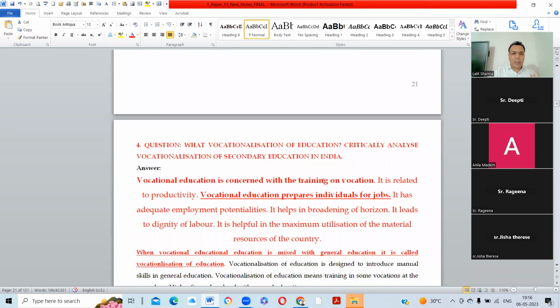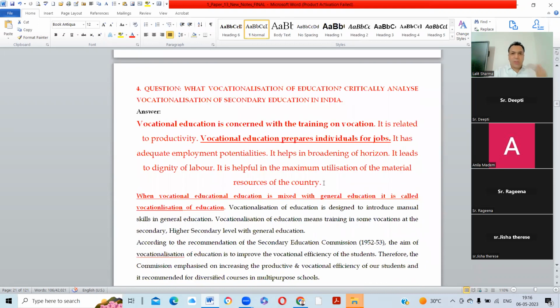Learn this paper from today. So all these things you can write under the third answer. Okay, the fourth question is: what is the vocationalization of education? What do you mean by the vocationalization of education? Critically analyze the vocationalization of secondary education in India, right?